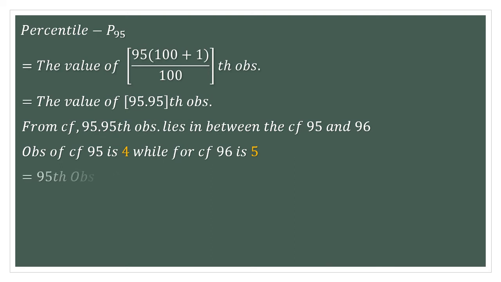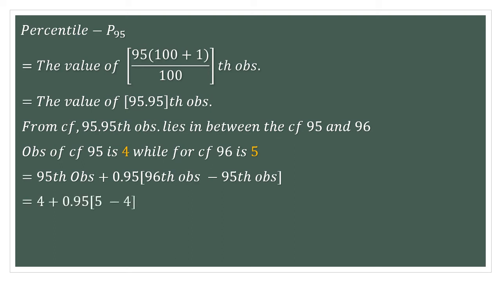So we need to use the formula: 95th observation plus 0.95 into (96th observation minus 95th observation). Now 95th is 4 while 96th is 5. Just put the values: 4 plus 0.95 into (5 minus 4), that is 4 plus 0.95 into 1, that is 4 plus 0.95, and the answer is 4.95. That means the 95th percentile P95 will be 4.95. I hope you guys got it properly.